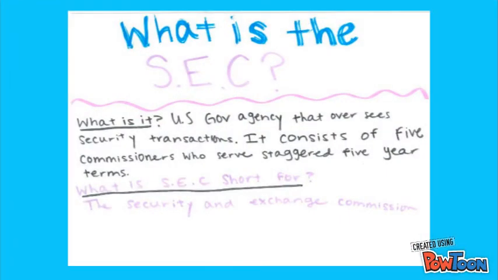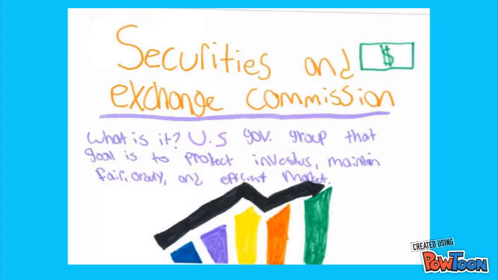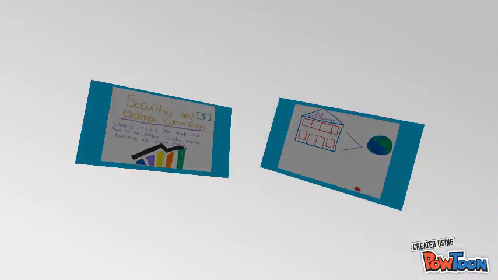What is the SEC? It's the U.S. government agency that oversees security transactions. It stands for Securities and Exchange Commission, a U.S. government agency that's designed to protect investors and maintain fair, orderly, and efficient markets.